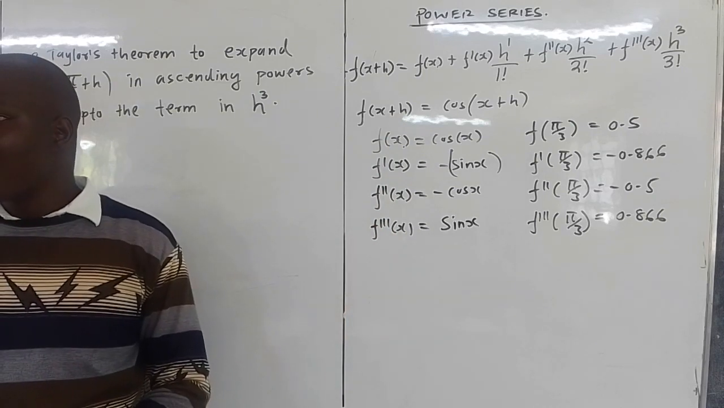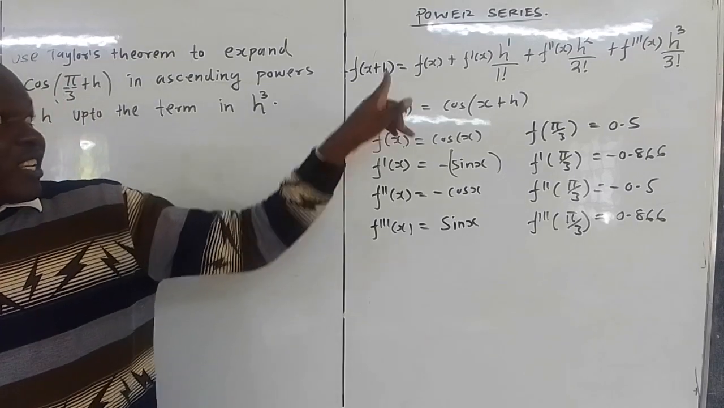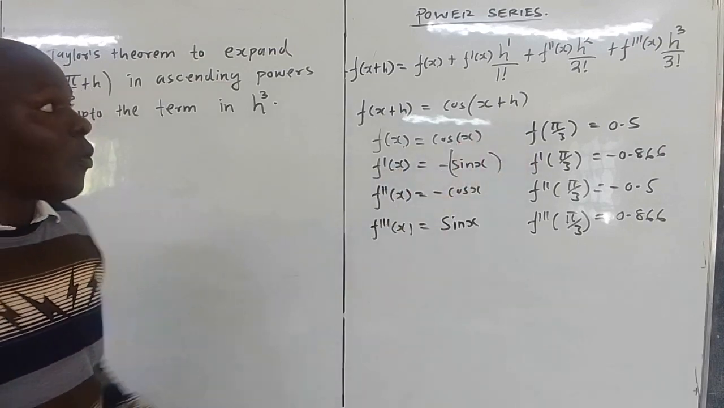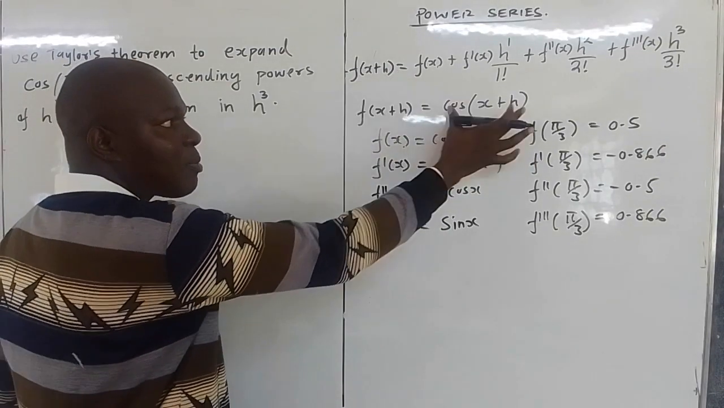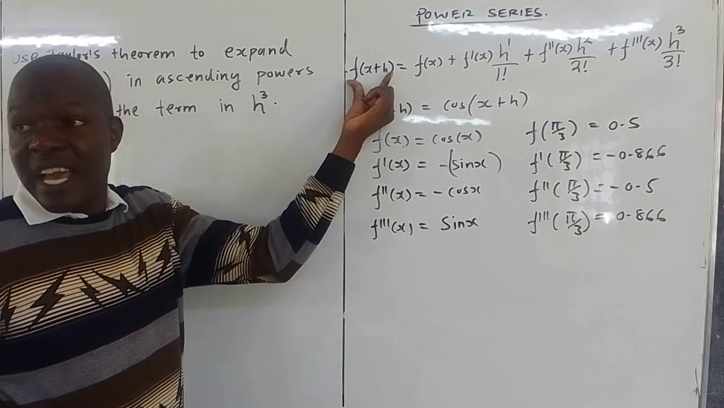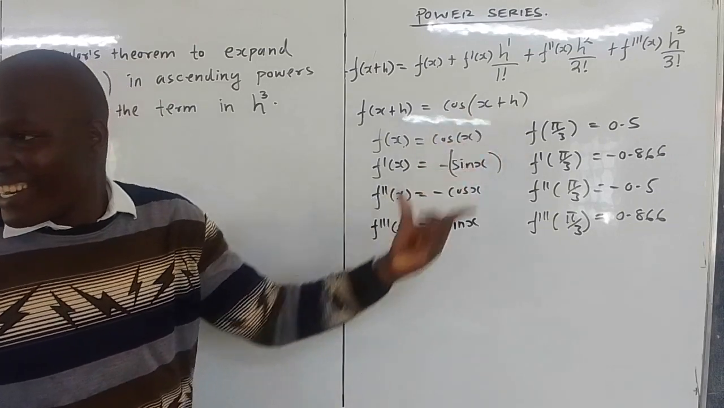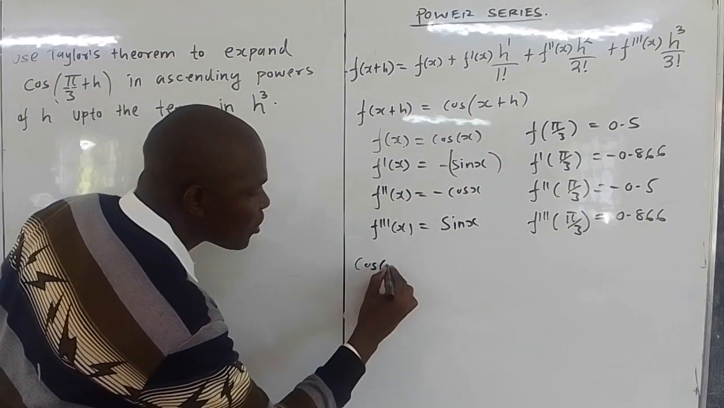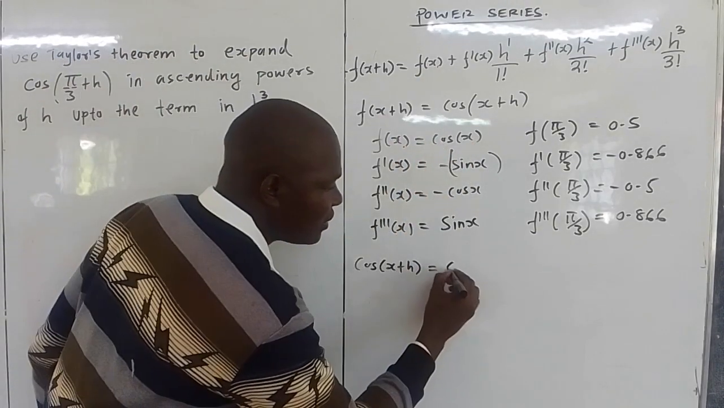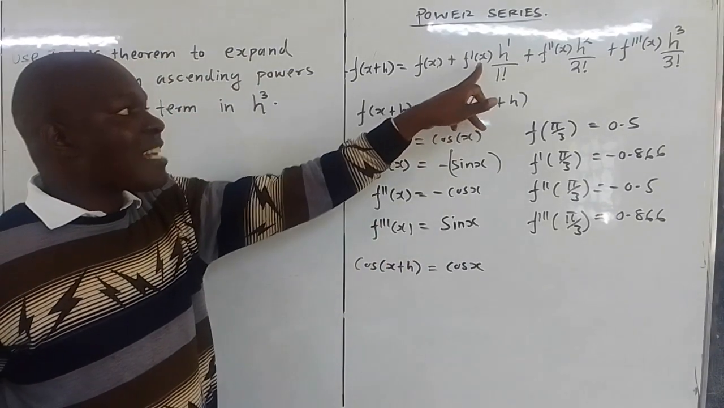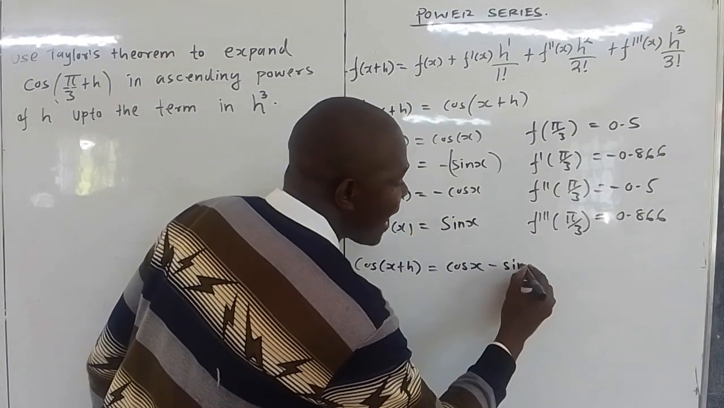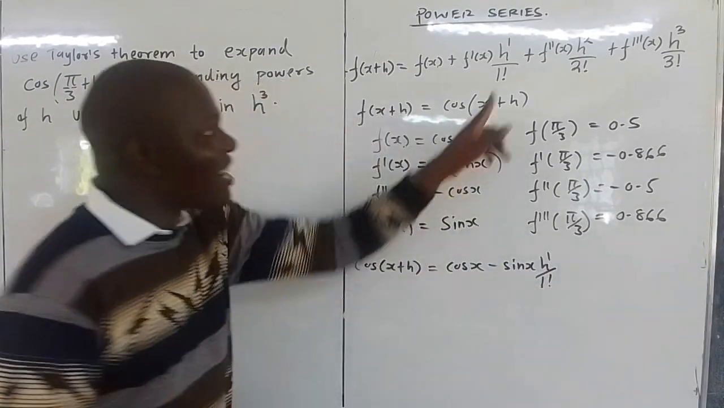So we simply go back to our formula and we substitute, isn't it? What is f of x plus h? F of x plus h was cos. Where we are substituting the values, f of x plus h is what? Cos of x plus h, which is equal to f of x. What is f of x? Cos x plus f prime of x. What is f prime of x? Negative sin x, then it is times h to power 1 over 1 factorial, isn't it?